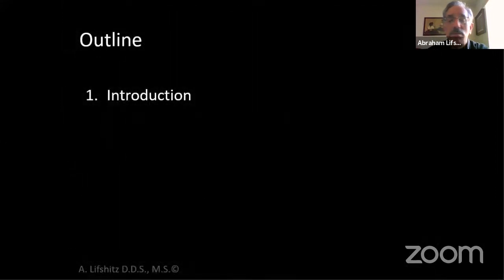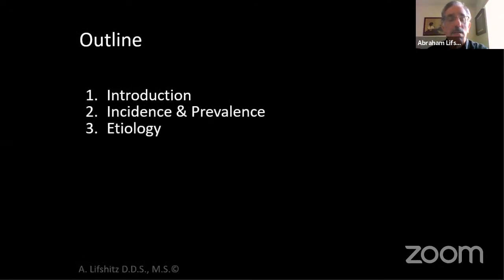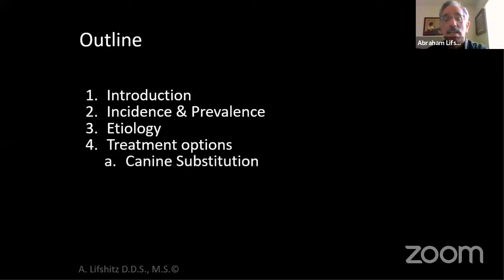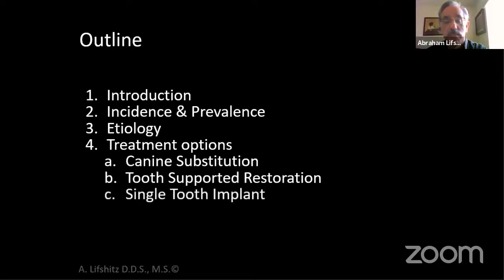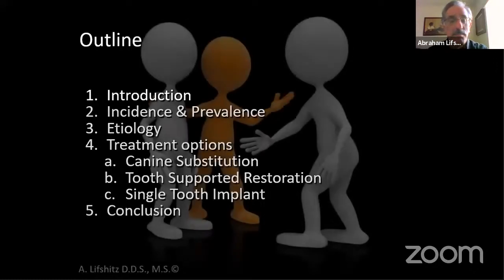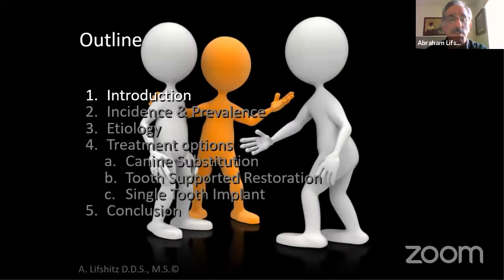So the outline for today's presentation is introduction, incidence and prevalence, etiology, treatment options, which are canine substitution, tooth-supported restoration, and single tooth implant, and conclusion. So let's start with the introduction.